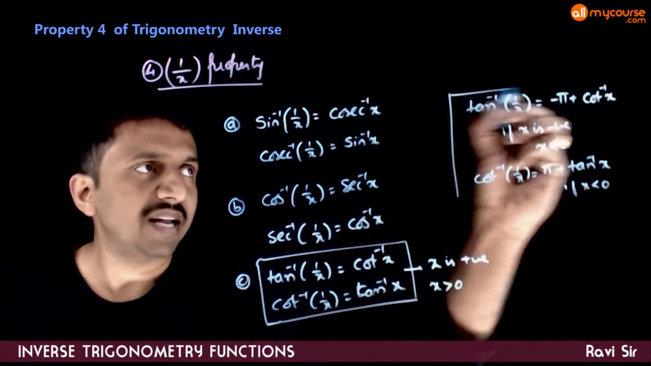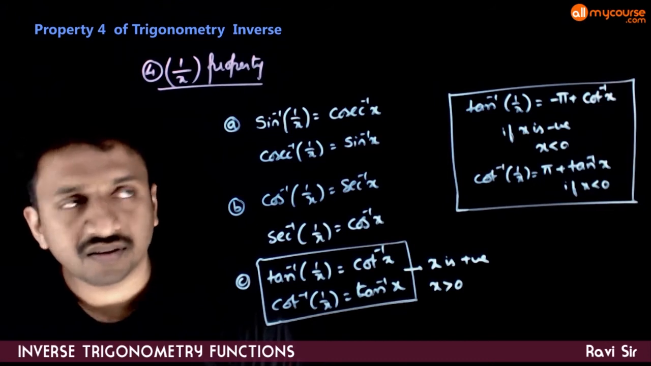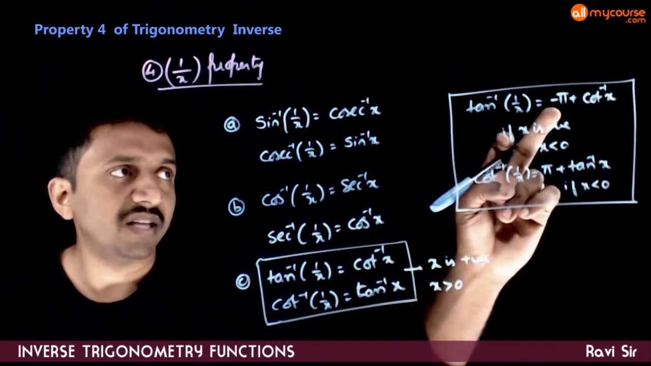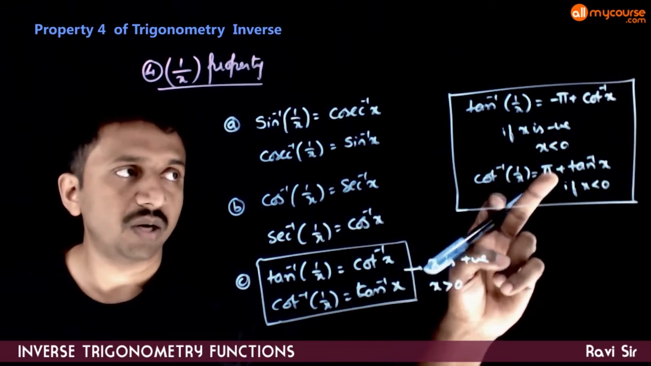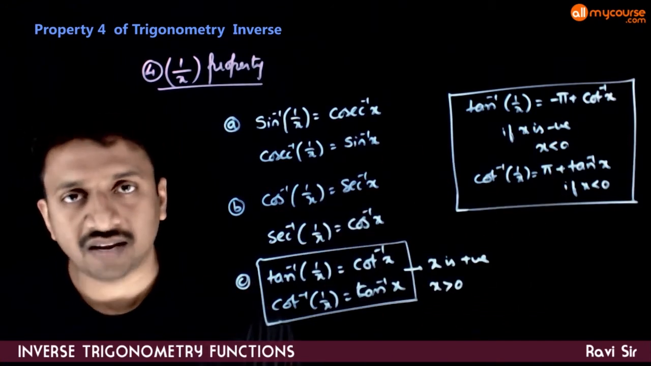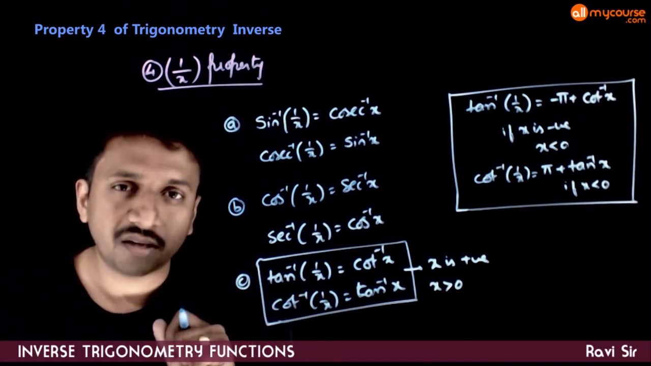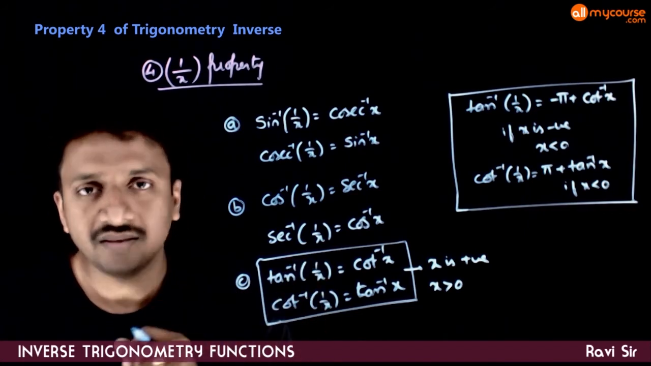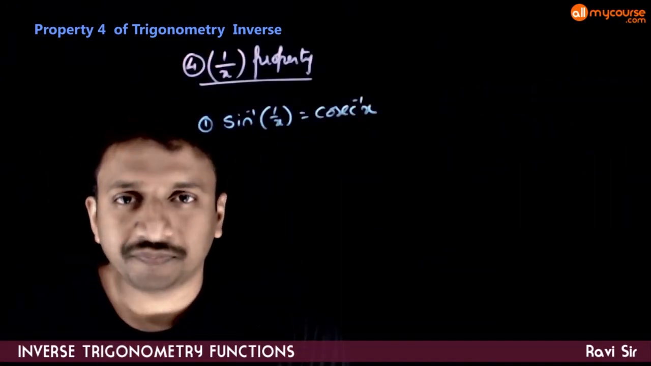So if x is negative, you have separate formulas. Tan inverse of 1 by x is equal to minus pi plus cot inverse x. Cot inverse of 1 by x is equal to pi plus tan inverse x. So let us look at the logic behind these formulas. Let us try to derive this property.